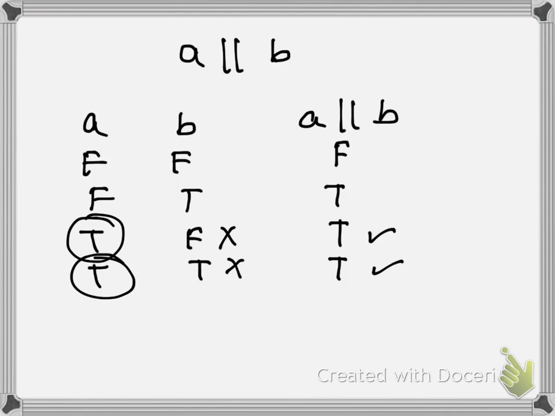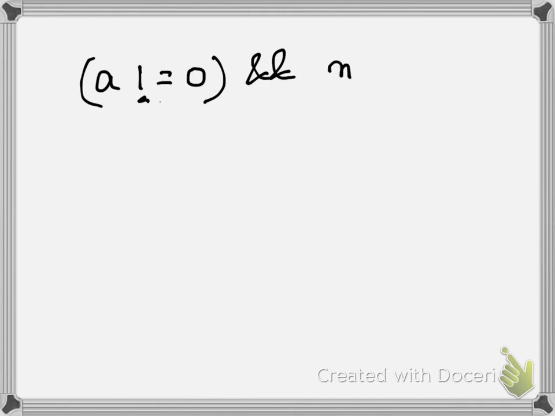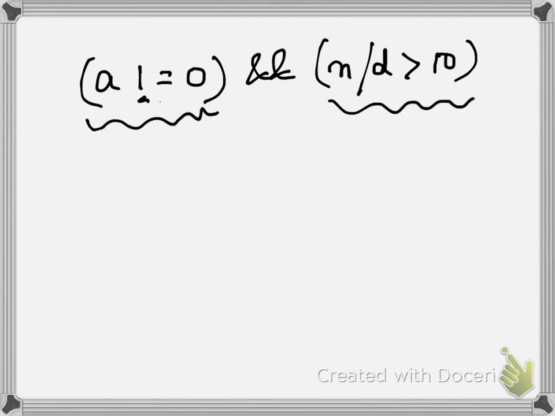If I have just a single operand, A and B, it doesn't make much of a difference. You'll not be able to see how it works. But suppose I have something like this. A is not equal to 0. This is one expression which will evaluate to true or false. This is a relational operator, not equal to. I use and, say, n divided by d is greater than 10. So this is also another expression. This will evaluate to true or false, and this will evaluate to true or false.